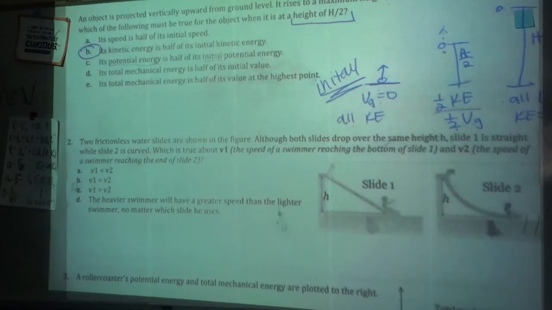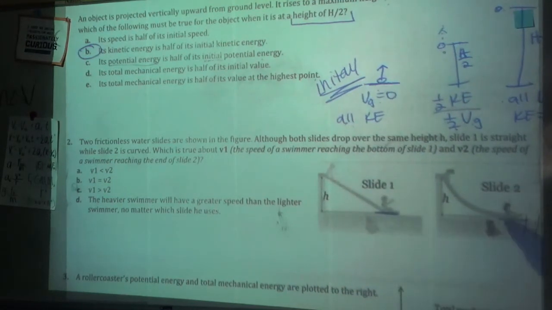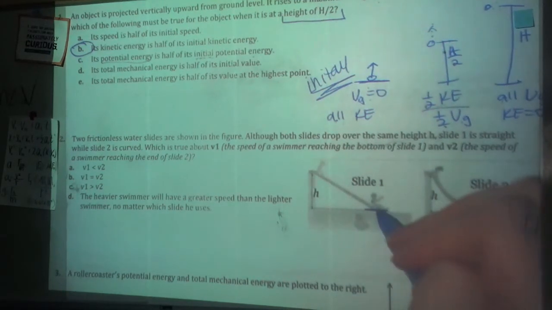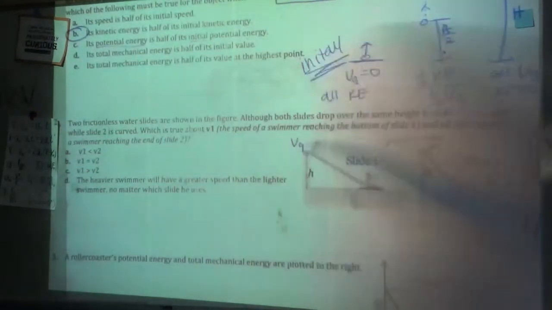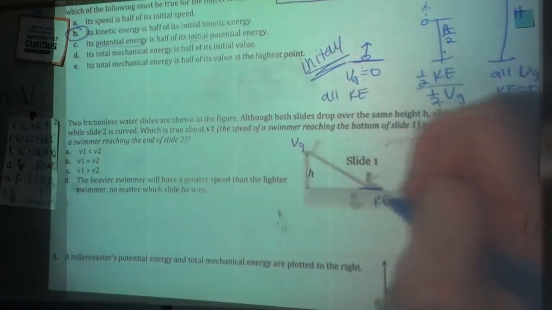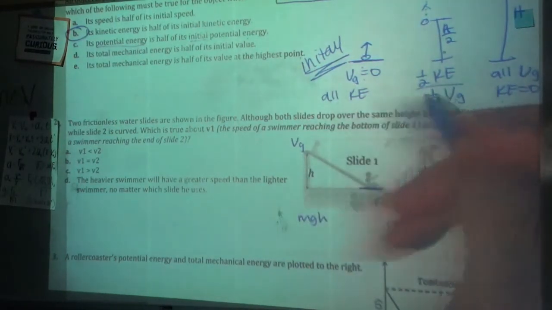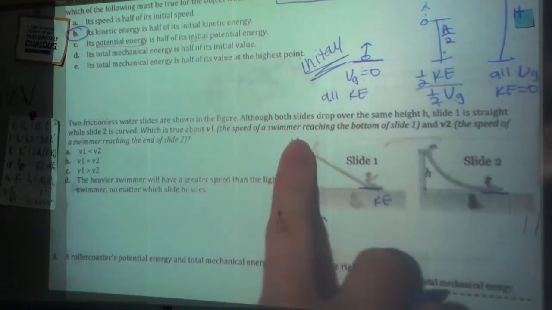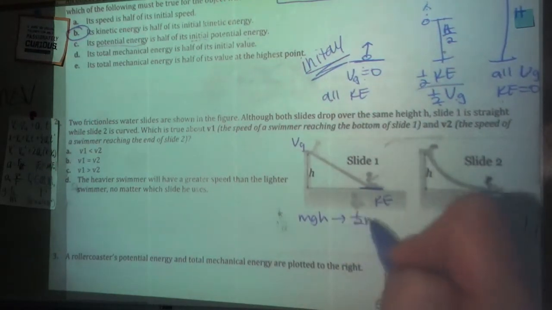Here, which is true about the following? They both start at the same height, and they both end at the same height. What's different is the path that they took. But if we were to calculate this end velocity using just energy, it starts with potential energy at the top, and then at the bottom it's all kinetic. So your potential energy would be mgh here. There would be no kinetic energy at the beginning because they drop from the same height. Assuming they start from rest, if they're just dropping, that would all go into kinetic energy, 1/2 mv squared.